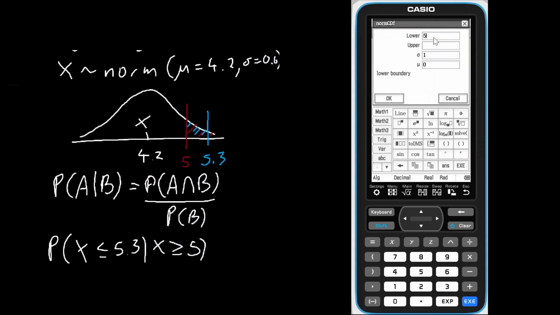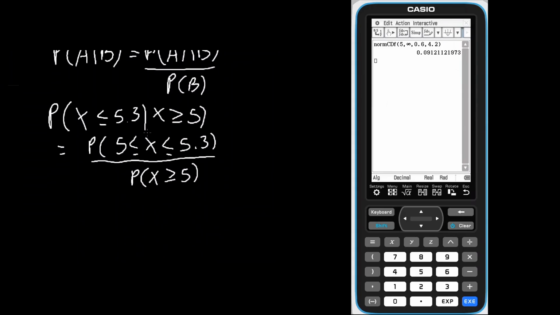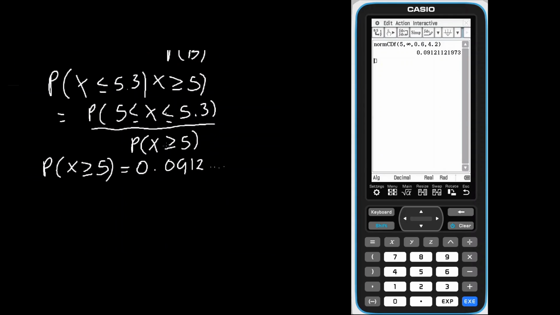Our lower function here is going to be 5. Our upper is in Math 2, that's infinity. And our standard deviation in this case is 0.6, and our mean is 4.2. And when we click that, it gives us 0.09. So we can say this is equal to 0.0912... and you can say use calc, or that's okay.